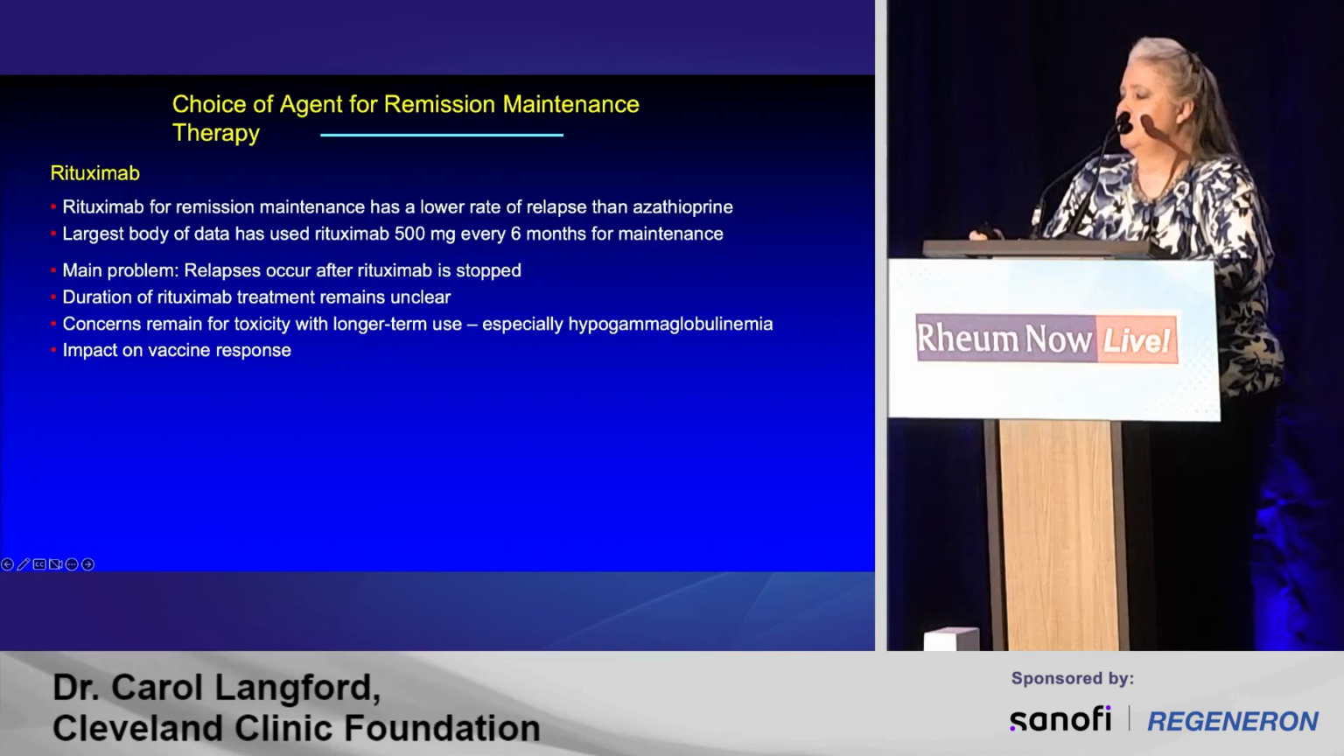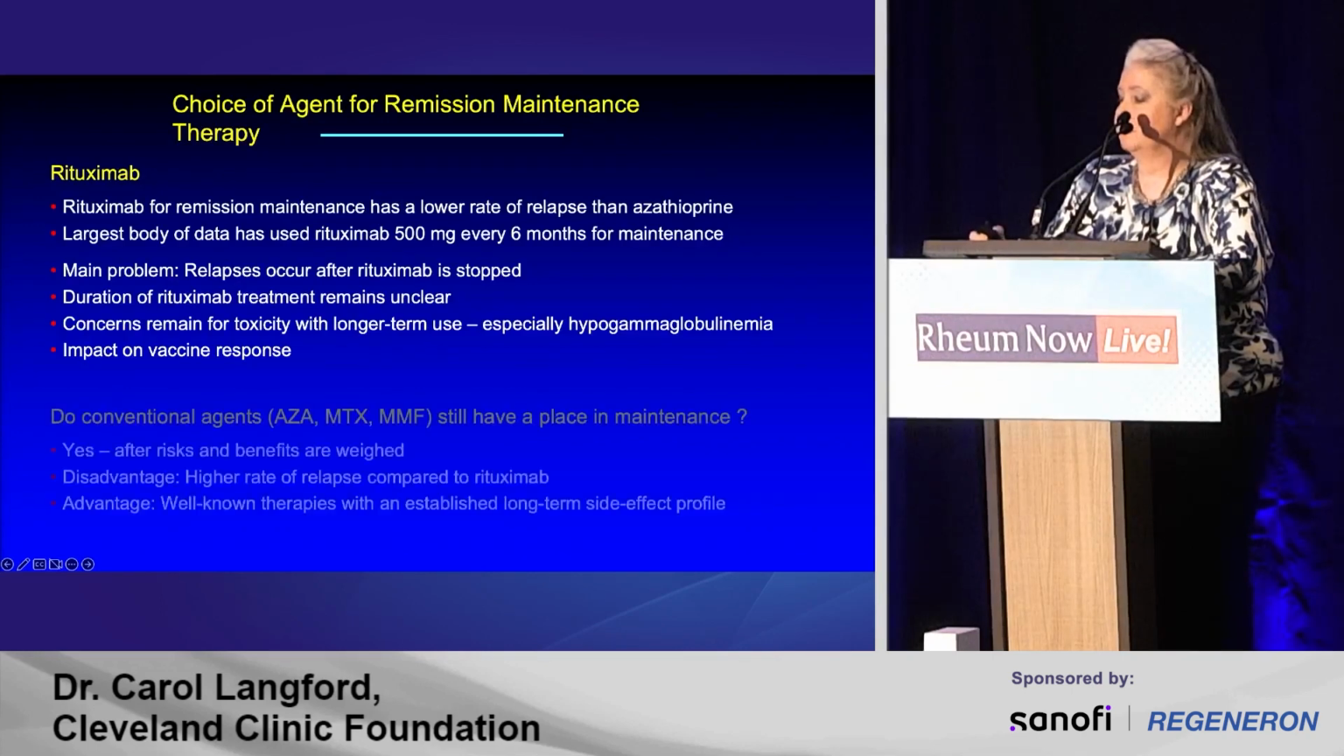So in terms of the choice of agent for remission maintenance, rituximab, as mentioned, has been shown in 2 randomized trials to have a lower rate of relapse compared to azathioprine, with the largest body of data utilizing a dose of 500 milligrams every 6 months. But the main problem remains: relapses occur after rituximab is stopped, and the duration of rituximab treatment remains unclear. Concerns remain for toxicity with longer-term use, particularly hypogammaglobulinemia, and as we've seen, there is an impact on vaccine response.